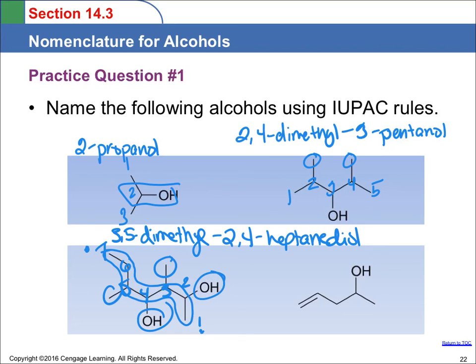Last example, we've got a double bond and an alcohol. We want to give the alcohol the lowest number, so we're going to start on the right. This double bond is on the end, so it is not cis or trans. We don't need to worry about including that. So we're going to have 5 carbons, so that's a pentene. We've got the double bond on 4, so 4-pentene. 2 is the location of the alcohol. So 4-penten-2-ol is the name for that structure.